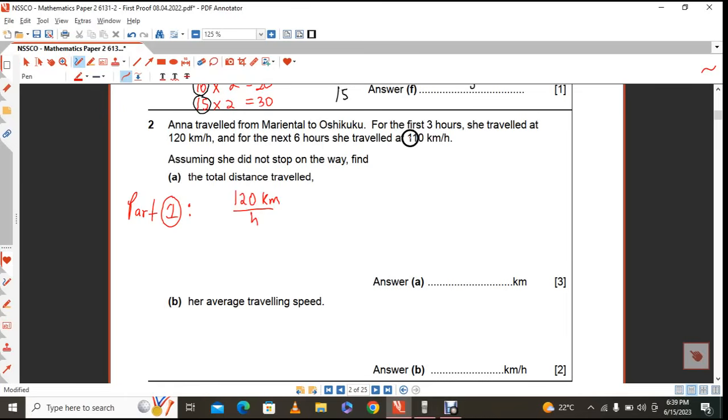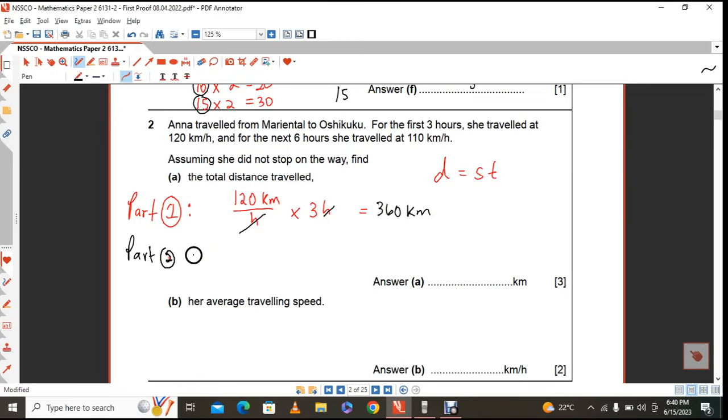And remember, the journey was for the first 3 hours, because we're looking at a total distance. If you are familiar with kinematics, the study of motion, to find the distance you multiply the speed, in this case 120 kilometers per hour, by the time. So it's 120 kilometers per hour times 3 hours. I just want to point out that the hours cancel and you have 120 times 3, which gives you 360 kilometers. So that is the first part of the journey.